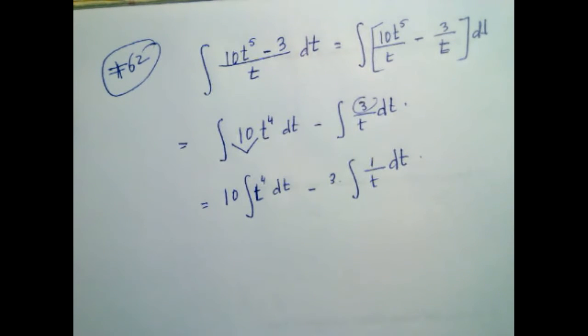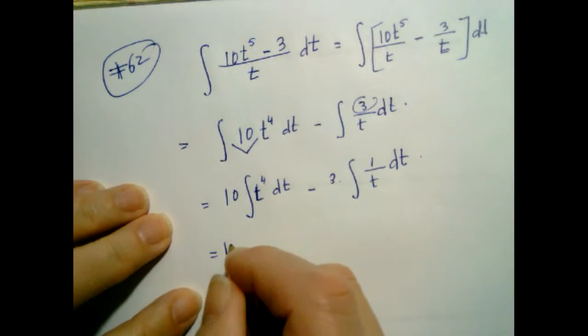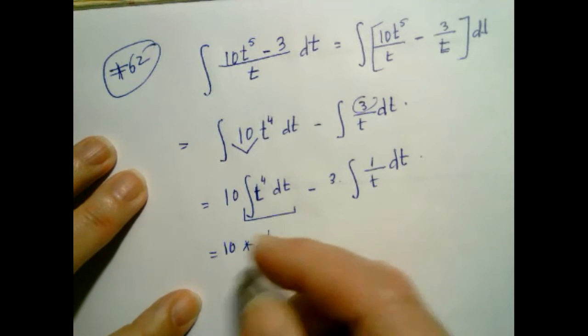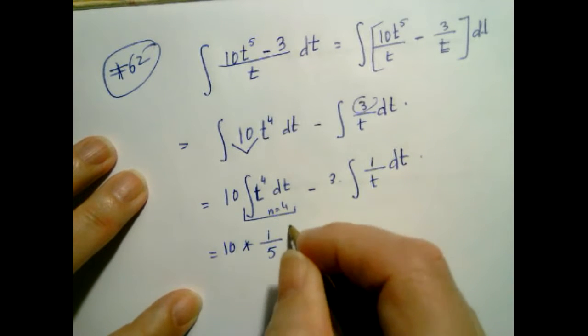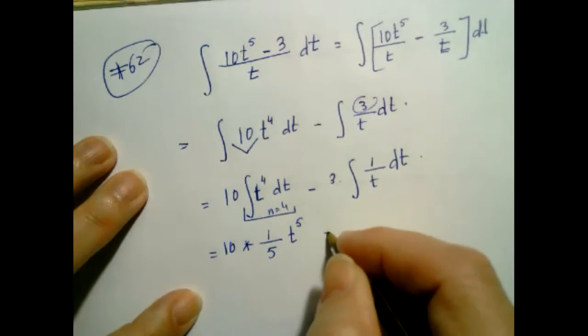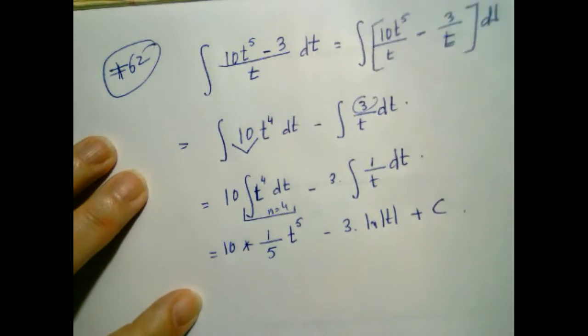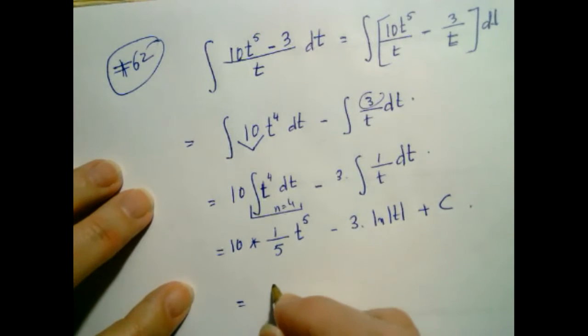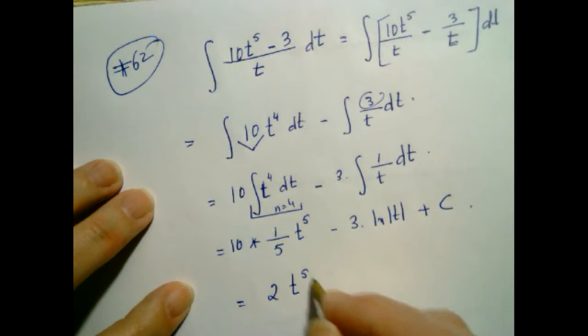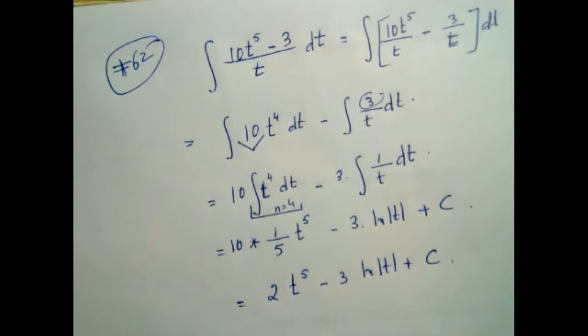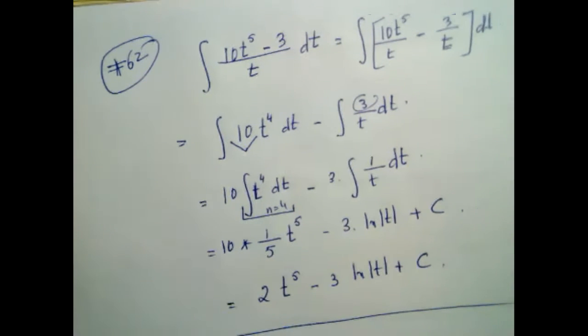Now I am back to basics, and I can find the antiderivative. So it's 10 times the antiderivative of that, which is 1 over 5, because here n is 4, t to the power n plus 1, which is 5, minus 3 ln of t plus C. And finally, I will have 2 t to the 5 minus 3 ln of t plus C. All right, and that's the end of the problem. Any other questions before we proceed?